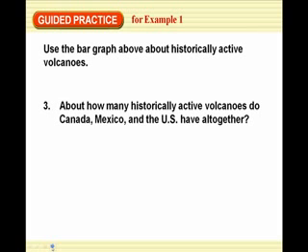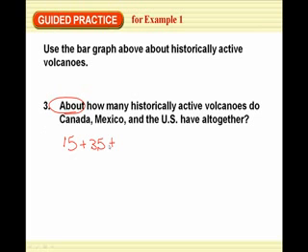About how many historically active volcanoes do Canada, Mexico, and the U.S. have altogether? Now notice they're saying about, because we don't know the exact number from the graph, so we kind of have to guess. Canada is almost halfway between 0 and 30, maybe a little bit higher, but I think we could be all right by saying that Canada has about 15. And it's all together, so we add. Mexico we did before, remember we did about 35 for them, so we'll say 35.